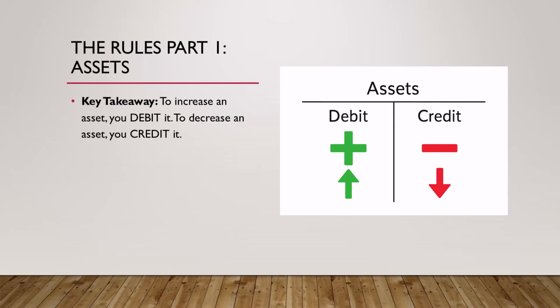Let's begin with the rules for assets. As you can see from the T account, the left side is the debit side and the right side is the credit side. For assets, the rule is straightforward. You debit the account to show an increase and you credit the account to show a decrease. So, to increase an asset, you debit it. To decrease an asset, you credit it.